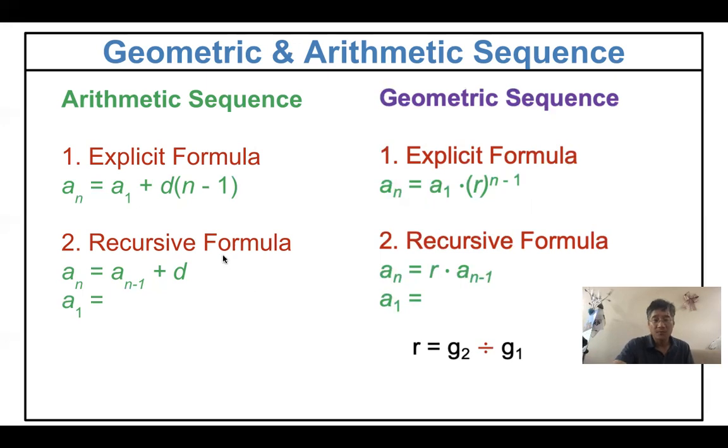Recursive formula for an arithmetic sequence: you add the common difference to the previous term, the n minus 1 term. And you should say what the first term is. For the recursive formula of a geometric sequence, you multiply r to the previous term, n minus 1, and then you should write down a1. You know how to get the common ratio r? g2 divided by g1. And if you want to figure out the difference, it is a2 minus a1.